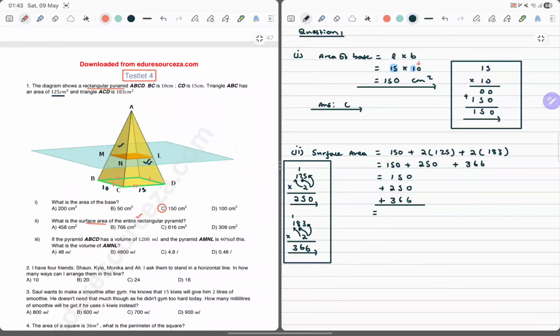Now let's see. This is 6. And then 5 plus 5, 10, plus 6, that's 16. Put a 6, we carry the 1. And then we've got 3, 6 plus 1, that's 7. Okay, that's 766. Now remember, this is the surface area, centimeters squared. So we are good. So what would be the answer there? 766. That's B. So the answer is B.